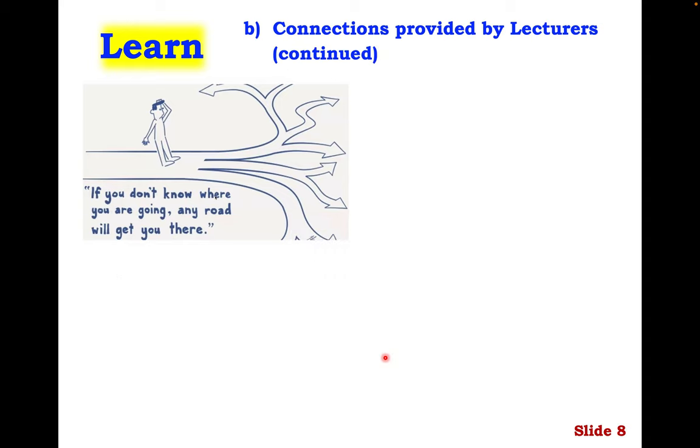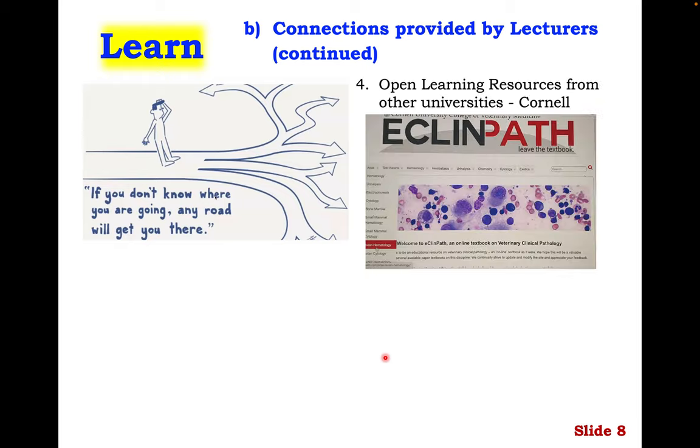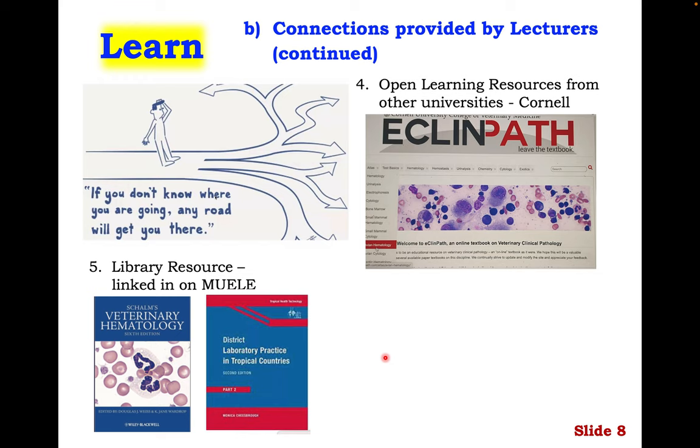Still on the connections, because they're helping you learn the topics guided by intended learning outcomes, we've got open learning resources from other universities like Cornell University, which has an excellent clinical pathology site. We've got library resources that are linked into Muwele. You have practical demonstrations and hospital attachments. So you're perfectly capable of guiding your learning through the resources that have been given to you.